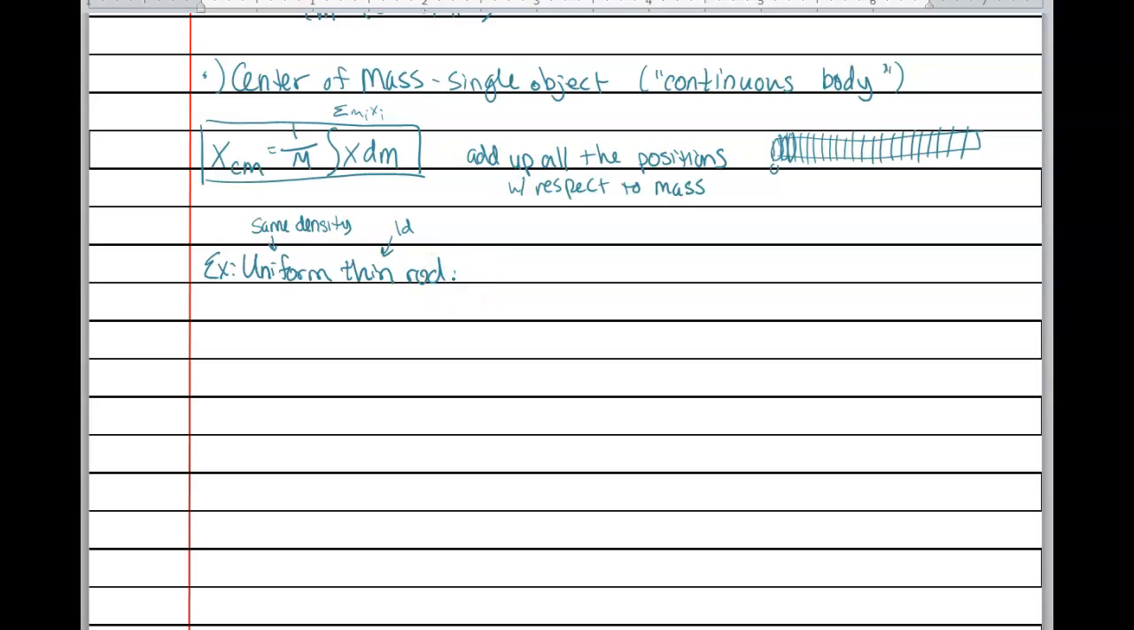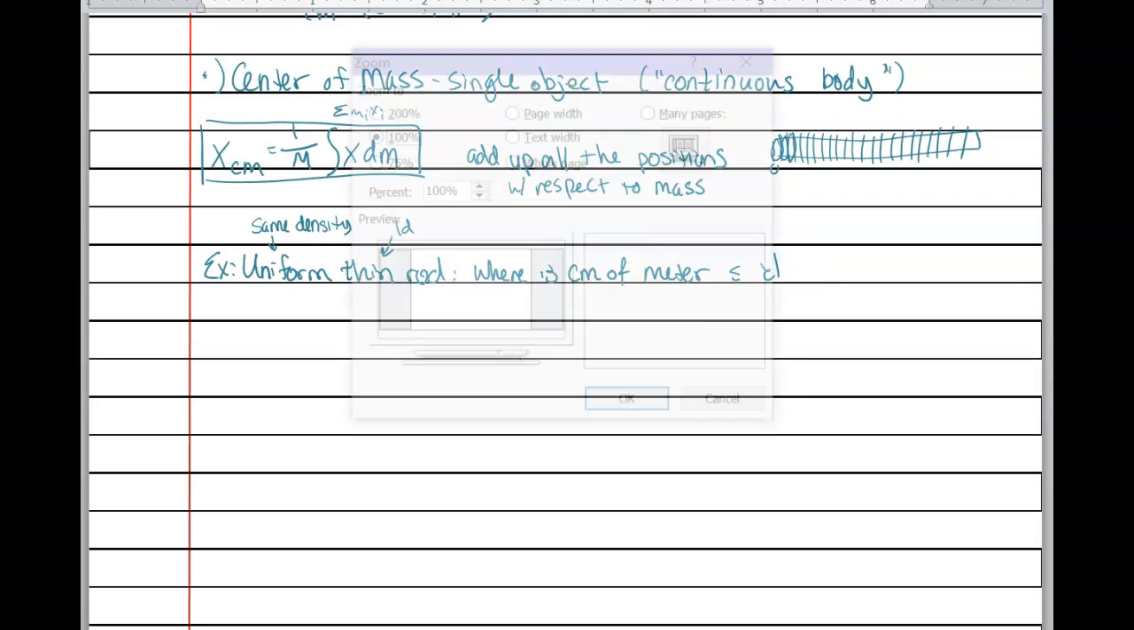So say we're going to think about our meter stick. We're looking at our meter stick from the side, and I want to know where its center of mass is, which we're going to consider a uniform thin rod.